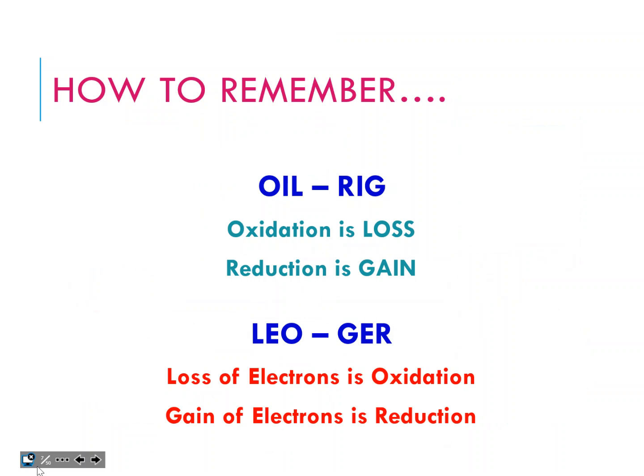Now, a good way to remember, I always have used OIL RIG. A couple years ago, though, about 5 years ago, somebody pointed out LEO says GER. Leo the lion says GER, I guess. So oxidation is loss. We're talking about electrons here. Reduction is gain. Loss of electrons is oxidation. Gain of electrons is reduction. So you can use either system to remember which way it's going.